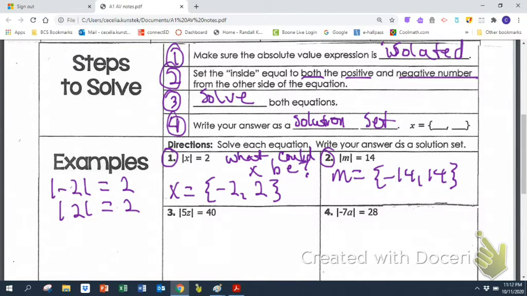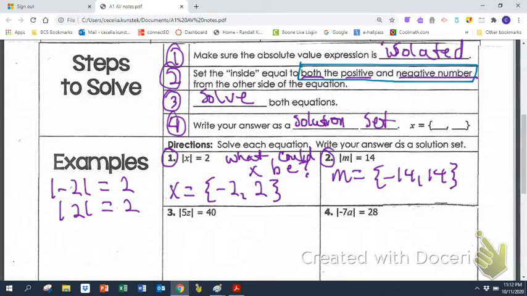Okay, so now we're going to get into some solving. Here's where we have to look at some different steps. We're still going to do step 1. We're going to make sure the expression is isolated. But now here comes the part in the instructions where we have to set the inside equal to both positive and negative numbers.